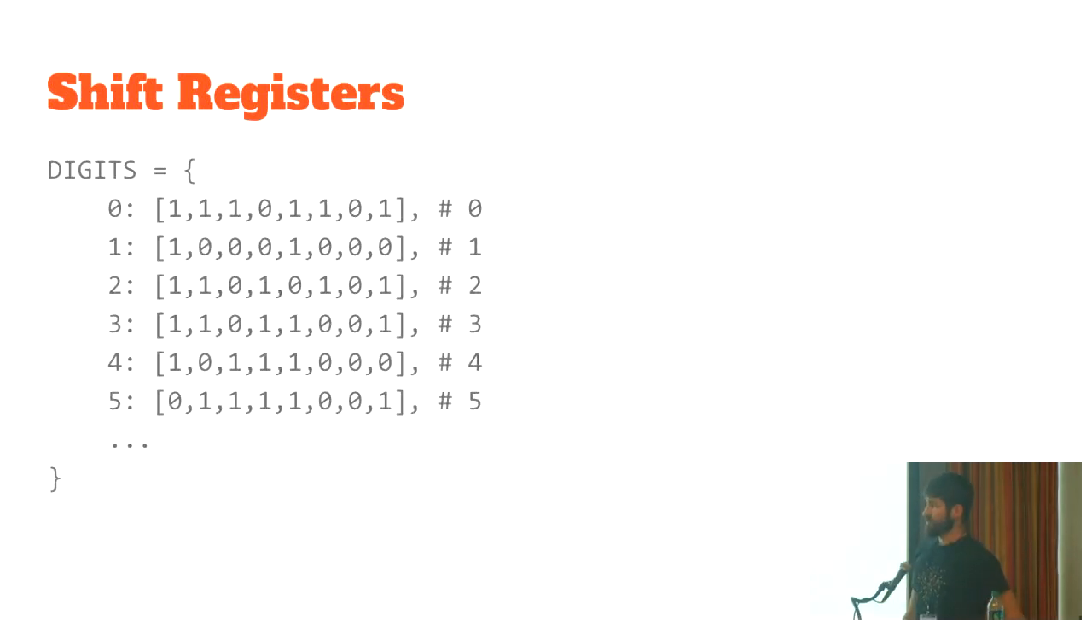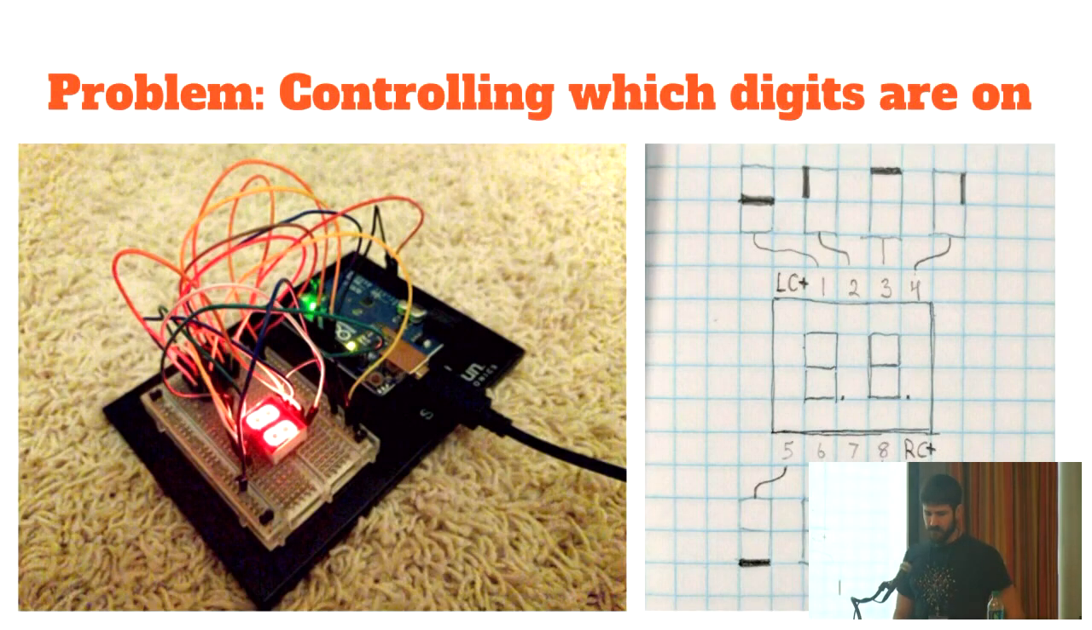And then the way I do digits is basically I just have a dictionary where I map: if I want to show the number 3, that's a certain pattern of bits that happen to correspond to the right segments on my 7-segment display to show the number 3. So yeah, that's how that works.